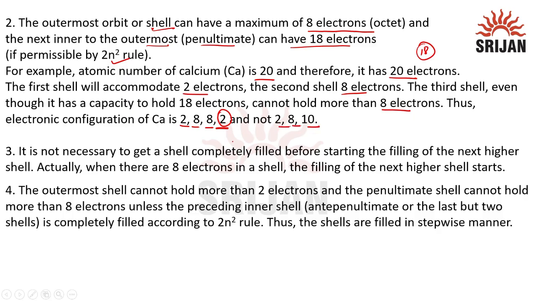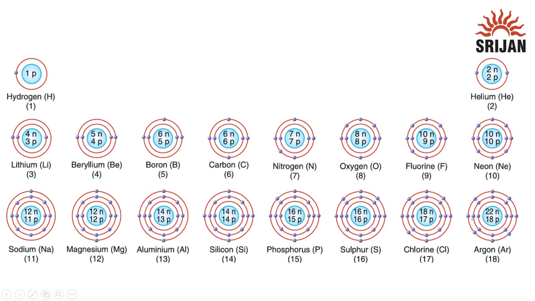Third, it is necessary to get a shell completely filled before starting the filling of the next higher shell. Actually, when there are 8 electrons in a shell, the filling of the higher shell can start. The outermost shell cannot hold more than 2 electrons, and the penultimate shell cannot hold more than 8 electrons unless the preceding inner shell is completely filled according to the 2n square rule, right? Thus, the shells are filled in a stepwise manner.